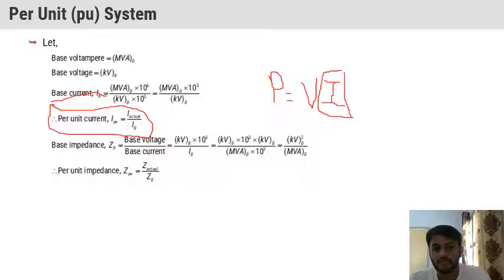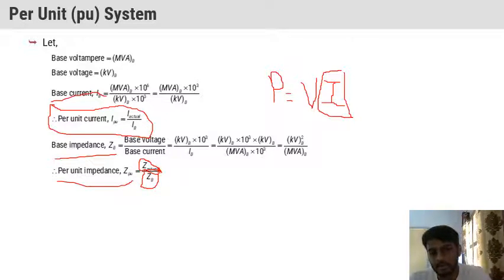Then if we want to find the per unit impedance, we need the base impedance. We already have the actual value of impedance, but we want the value of base impedance. In that case we have to calculate the base impedance, because we don't have a ready-made base value of impedance. So how can we derive it? The normal equation of impedance or resistance is V upon I, so we can say voltage divided by current.